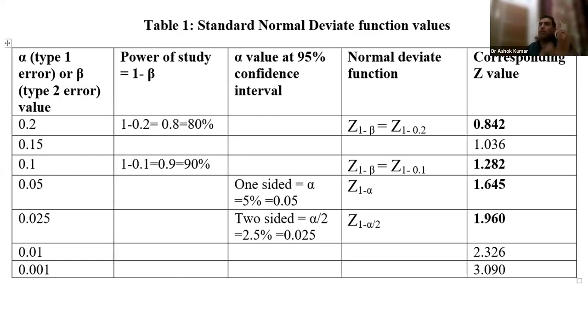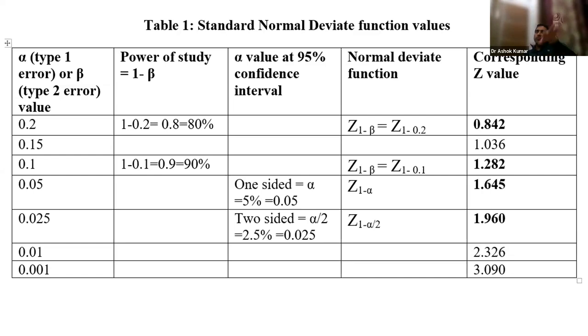One-sided you have to remember for superiority and inferiority trials. And for other designs, like a randomized control trial, whatever you have to take, alpha by 2. Okay, two-sided, and it's coming 1.960. So please write down. For 80%, Z1 minus beta is 0.842. For 90%, Z1 minus beta is 1.282. For two-sided, Z1 minus alpha by 2 is 1.96. For one-sided, Z1 minus alpha is 1.645.